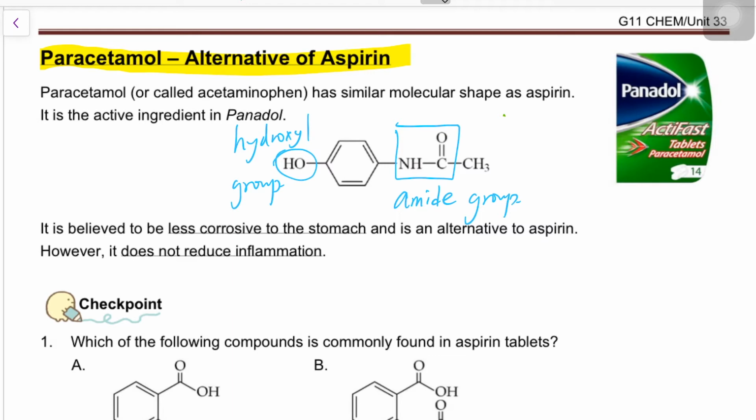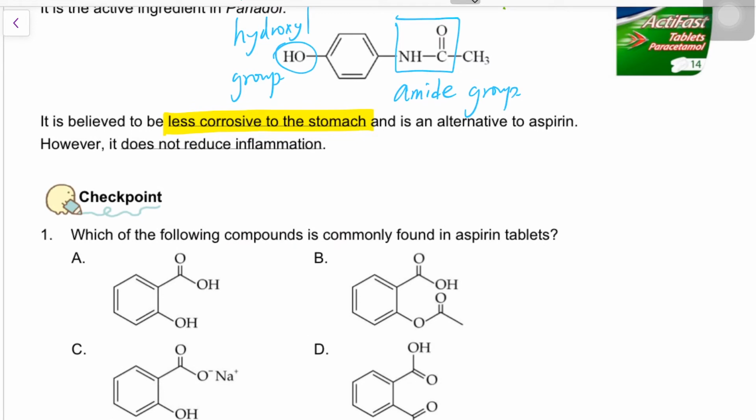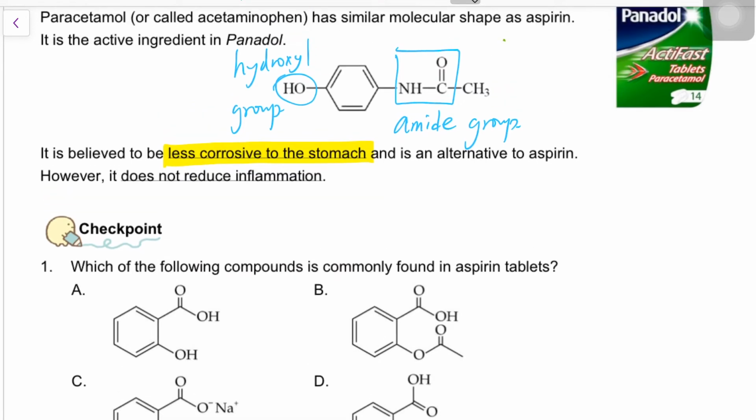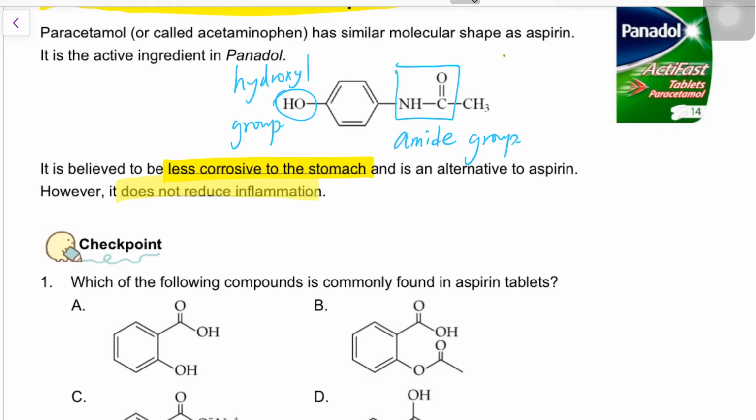Now unlike the aspirin, paracetamol doesn't have carboxylic acid. That means its pH value will be not as low as the aspirin, or you can say paracetamol is less acidic, and that's why it is less corrosive to the stomach. But on the other hand, the effect of paracetamol will be a bit different. It does not reduce inflammation.